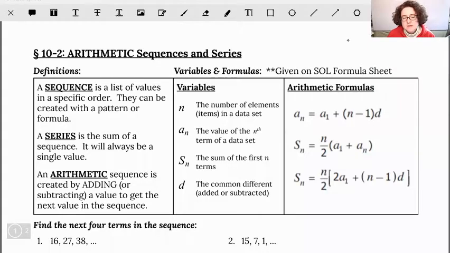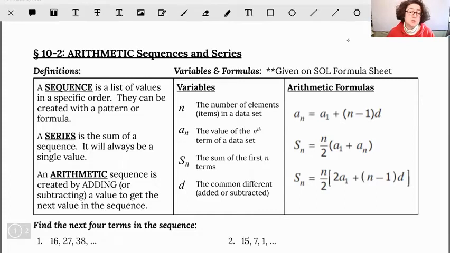The remainder of our lessons this unit are going to be working with sequences and series, and we have two types that we're going to look at. Today we're going to look at arithmetic sequences and series. And so arithmetic pretty much means that we are adding or subtracting to get the next number in a sequence.